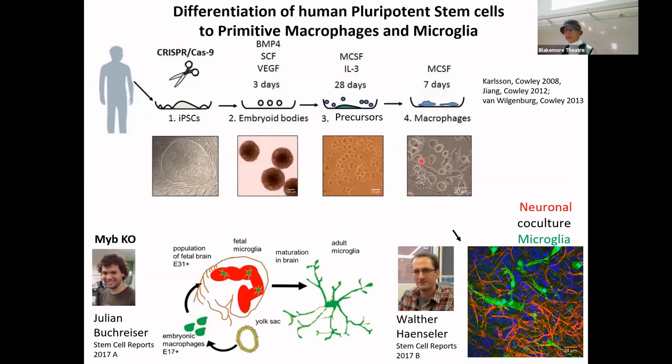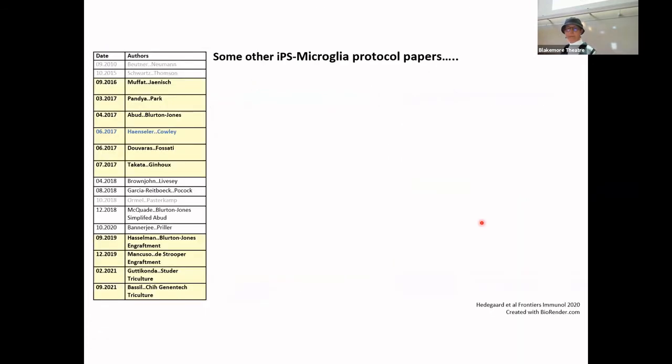So we can skew these macrophages to becoming more microglial-like by co-culturing them with iPS-derived neurons. We're not the only people to have done this. When our paper came out, there were about half a dozen others as well around the world doing similar things.